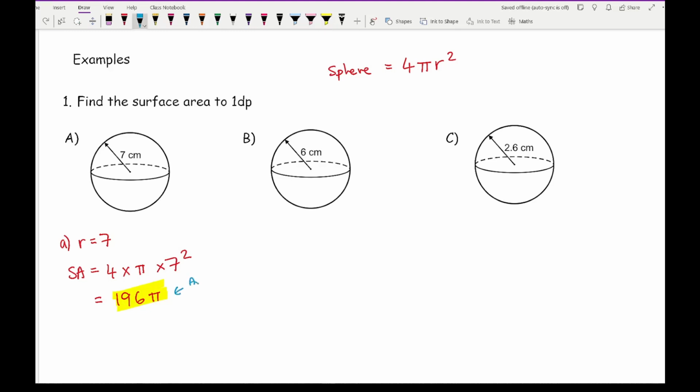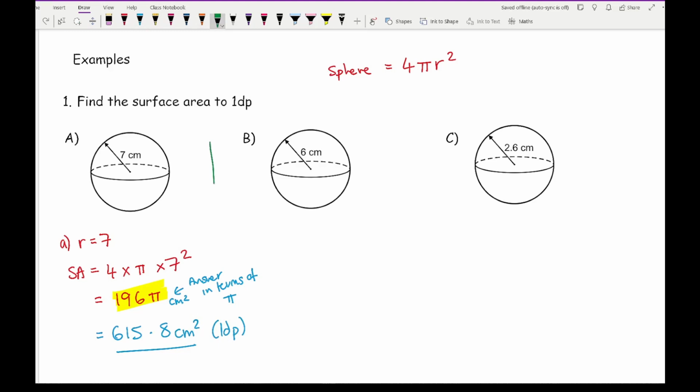So this is the answer in terms of pi. And if you've got one of those Casio calculators, typing that all in, it'll give you the exact answer, which is this, and that is going to be in centimetre squared. Or I can write that as a decimal, which gives me an answer of 615.8, and that's in centimetre squared, and that's to 1 decimal place as requested in the question.